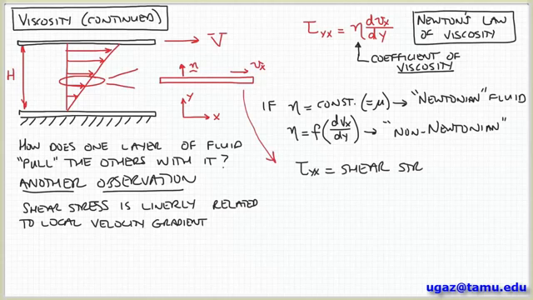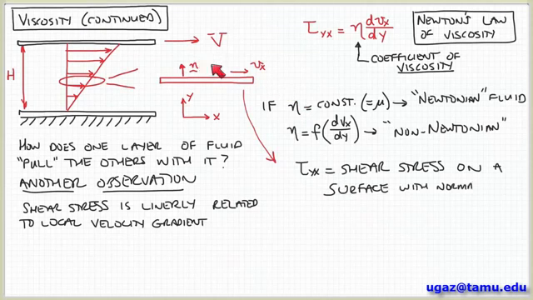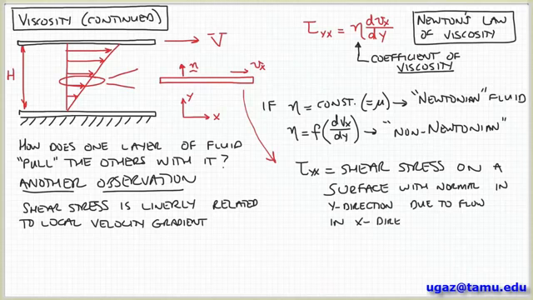So let me write that down here. Tau yx is the shear stress on a surface with normal in the y direction due to a force or a flow in the x direction. So that's important to keep in mind, because we're going to use that when we get to the conservation of momentum. So this is an example of a tensor quantity, right?